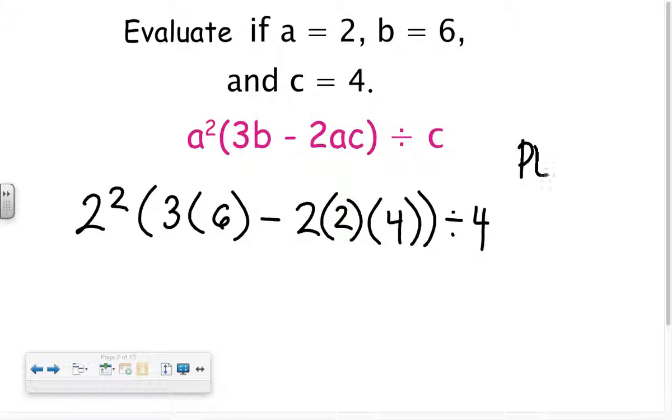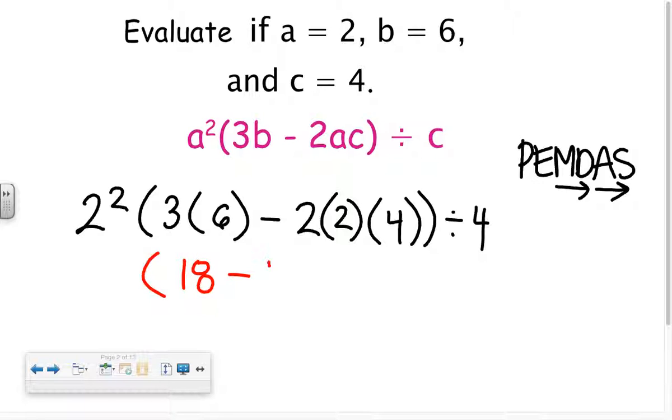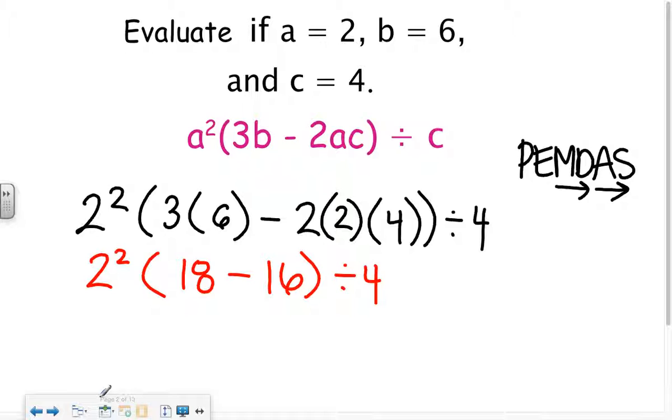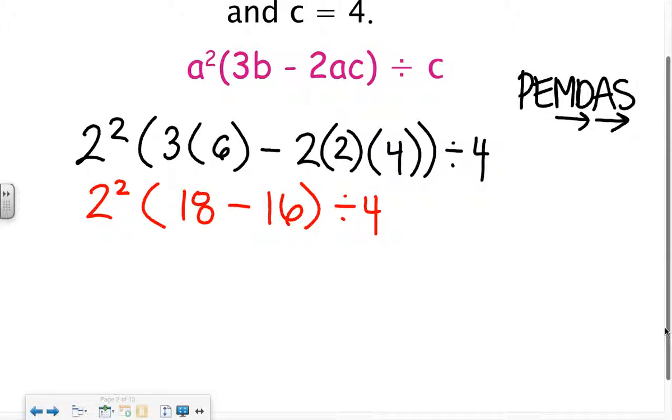So I'm going to want to follow PEMDAS for this problem. I'm going to start with my parentheses, and I've got multiplication and subtraction within my parentheses. So I'm going to do all of my multiplication right away. Now I've got just 18 minus 16 in my parentheses, so I can subtract those and I get 2. So I'm done with the P in PEMDAS. Now I'll go to my exponents.